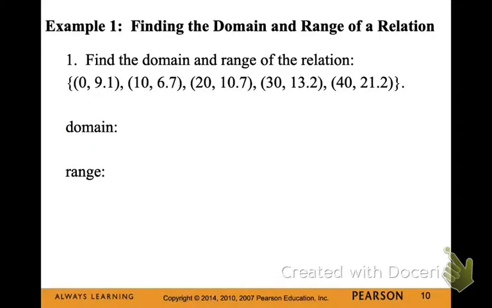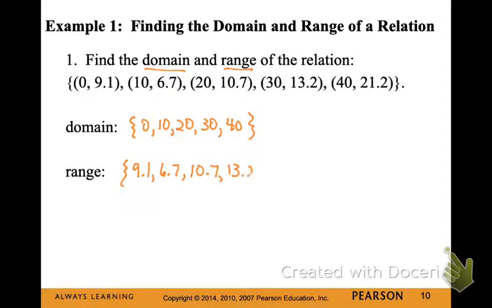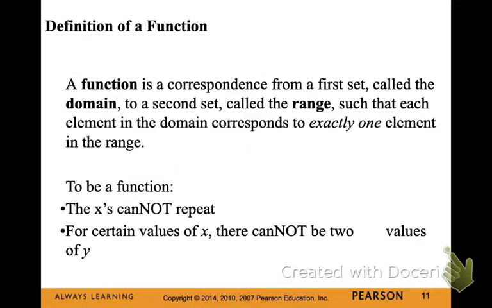So let's look at this relation and find the domain and the range. Let's start with the domain. This is a collection of ordered pairs, so we're going to look at the first element of each pair. That would be 0, 10, 20, 30, and 40. So this is our domain. It's the set of all the first elements or the inputs. Now the range is the set of the second elements or the outputs: 9.1, 6.7, 10.7, 13.2, and 21.2. Notice we write the domain and range as a set and we use the set braces.